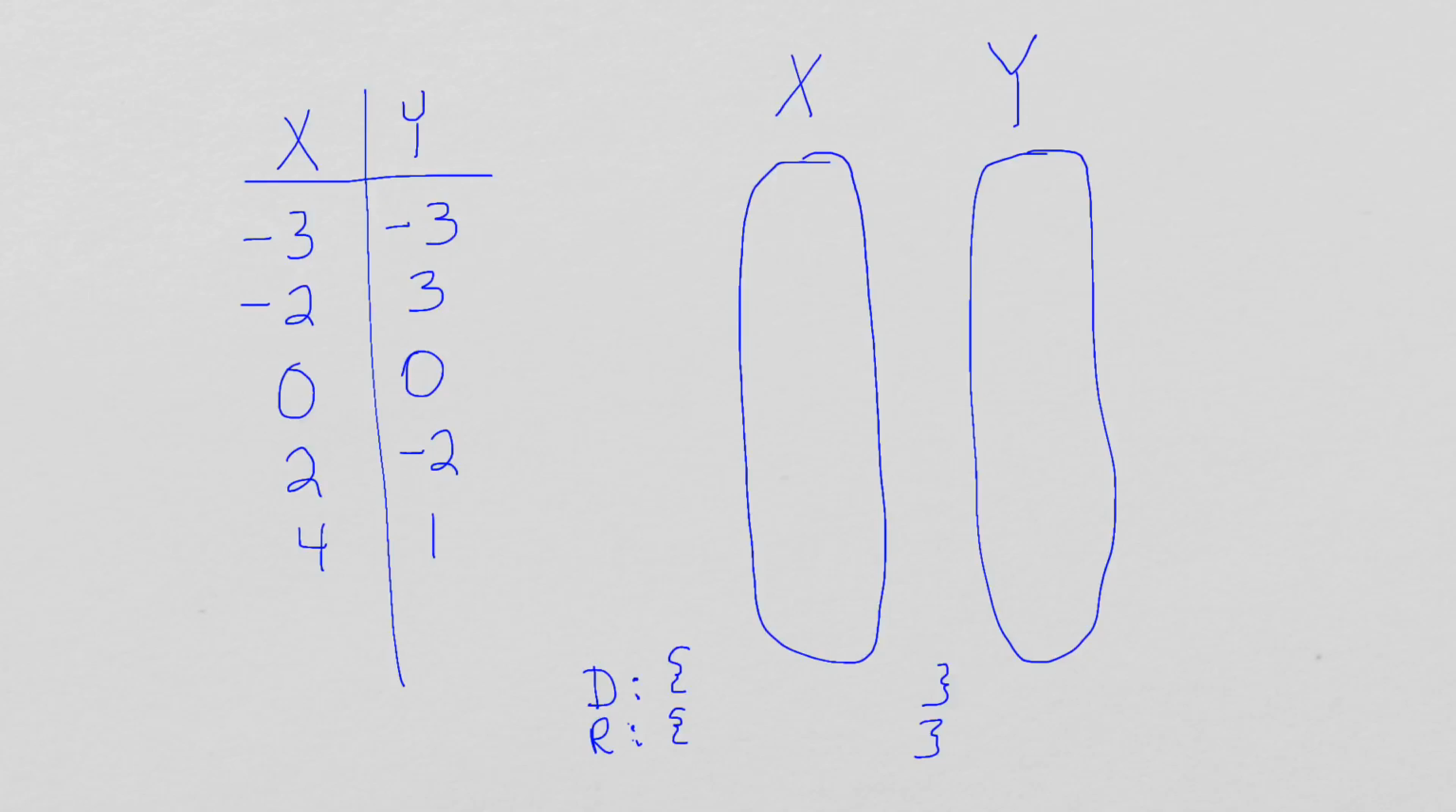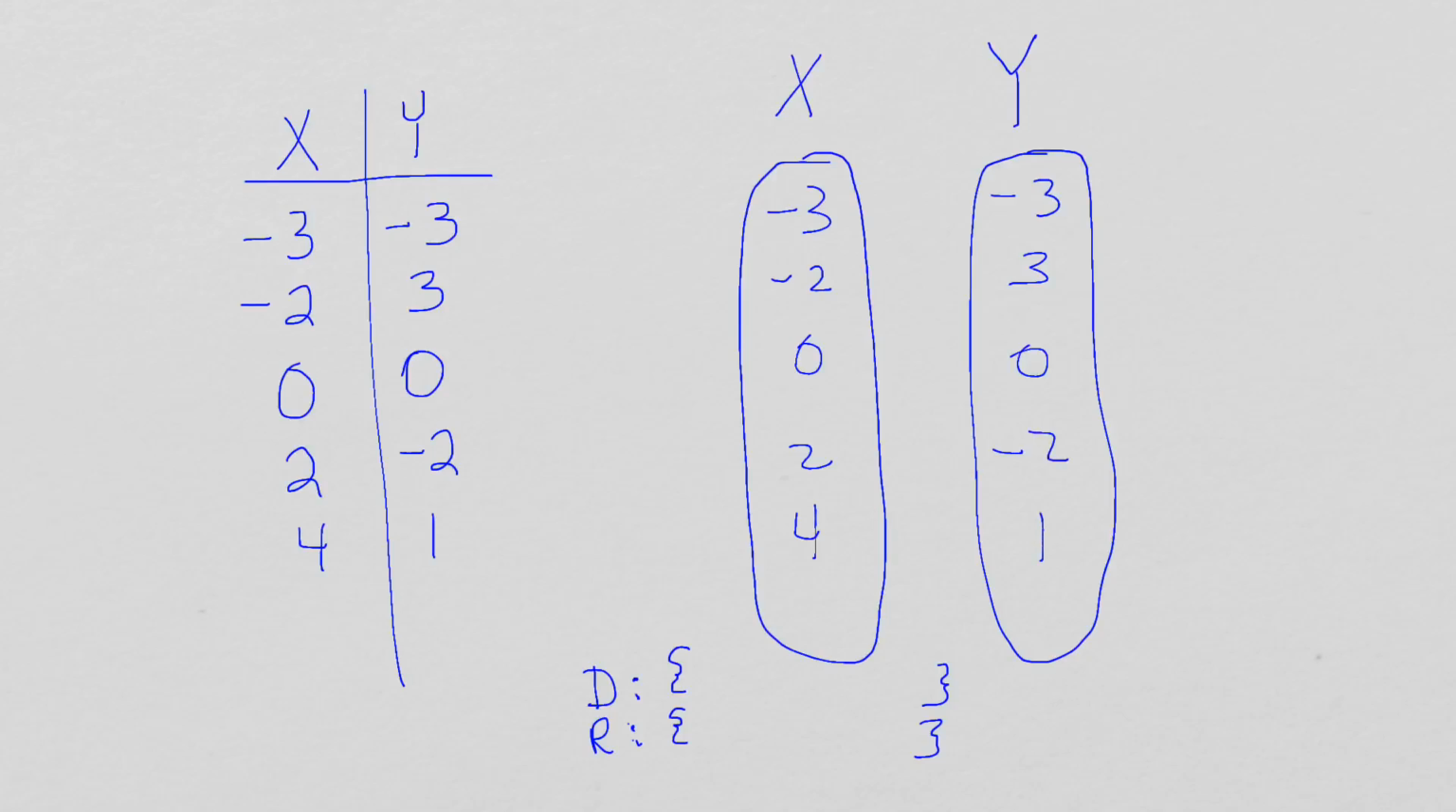Now we're going to take our table and we're going to put it into a map. So we're going to map it. To map it, we're going to put in our x values, -3, -2, 0, 2, 4. Then we're going to put in our y values, -3, 3, 0, -2, 1.